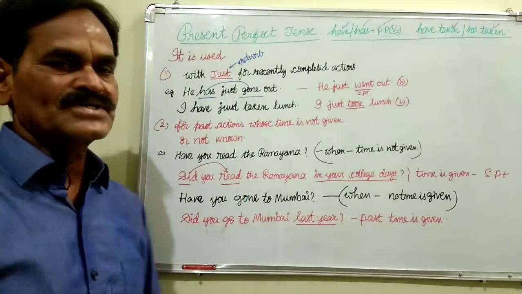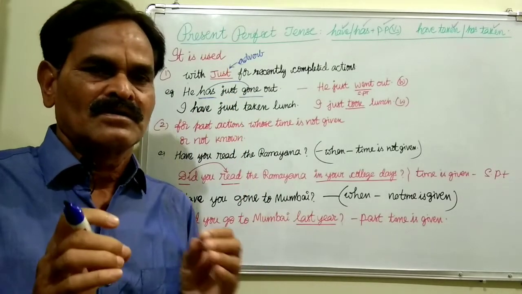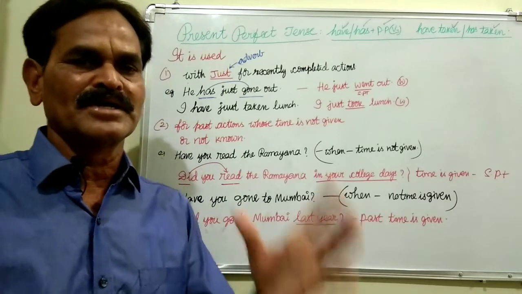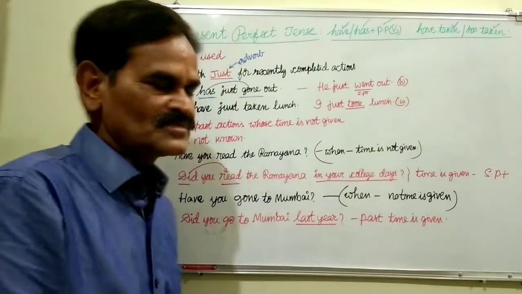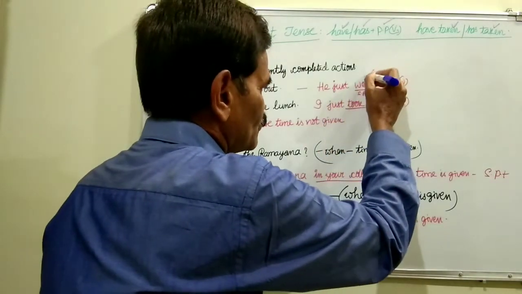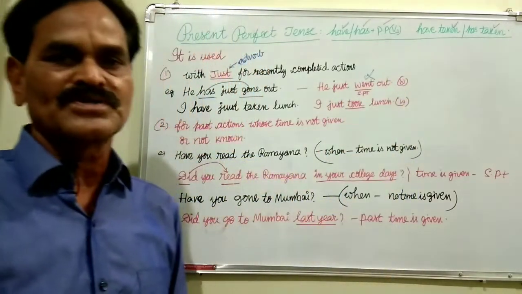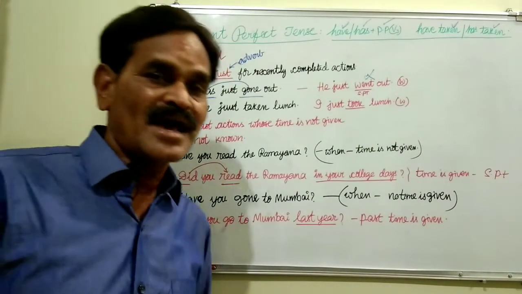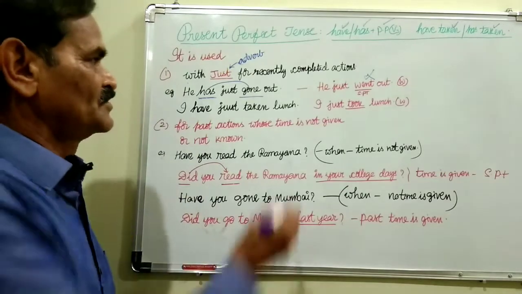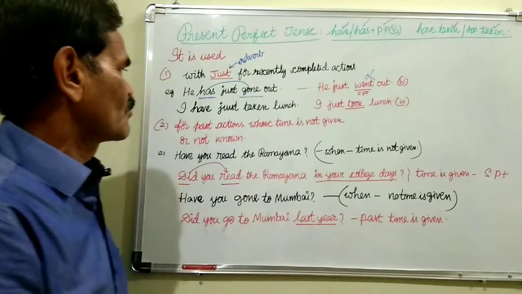So just indicates that action has been completed in the immediate past. We cannot write he just went out. With just you cannot write V2, that is simple past tense we cannot write. He just went out we cannot write. He has just gone out we have to write. This is the correct sentence and this is the wrong sentence.